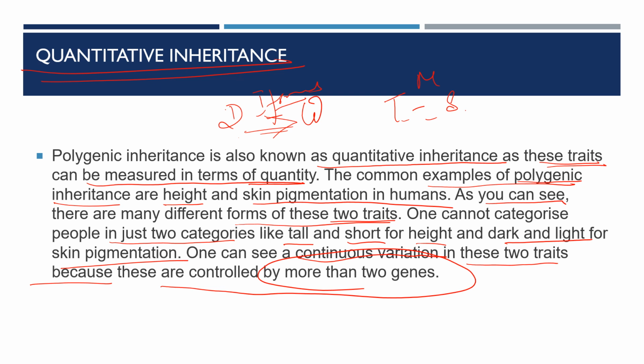So it is also called quantitative inheritance. Quantity matters here. Quantity means more than two genes are causing this inheritance. So it is called polygenic inheritance, and this quantity matters as there is a continuous variation in these two traits. So it's clear, right? We can move on.